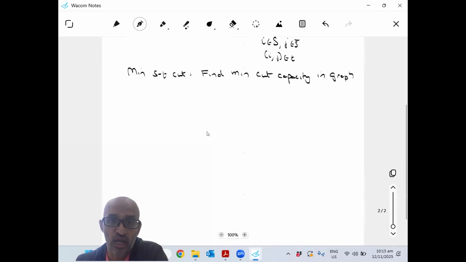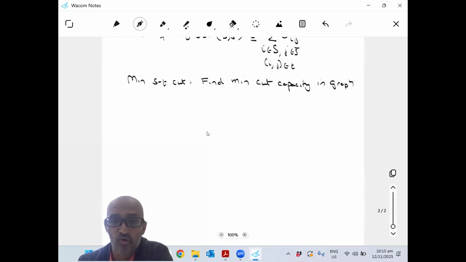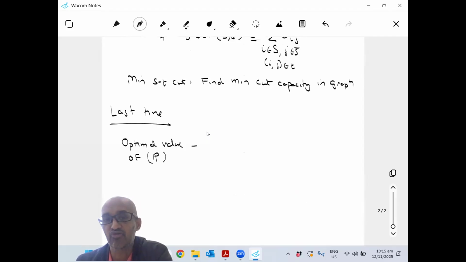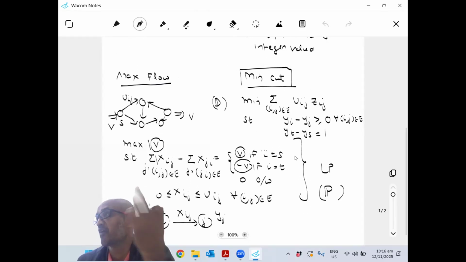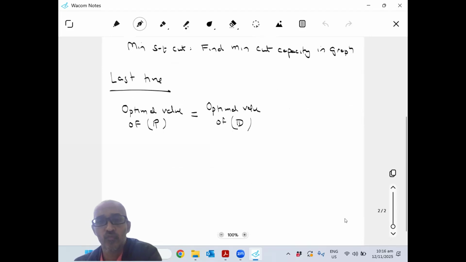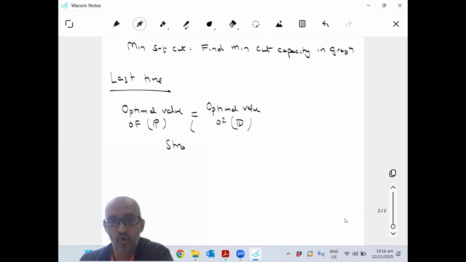And what I showed you last time was that if you take the optimal value of the primal, it has to be equal to the optimal value of the dual. Why? LP duality, strong duality. I give you a primal problem, I give you a dual problem. If I write the primal and dual correctly, these two optimal values are the same. So this is strong duality of LPs.